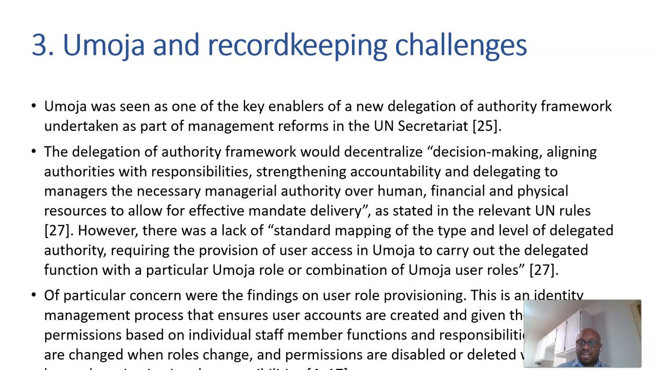Umoja was seen as a key enabler in terms of a new delegation of authority framework. This delegation of authority framework was put in place in order to decentralize decision making and align authorities with responsibilities. As we stated earlier, there are many entities, there are many locations geographically, and one needs to be able to empower the managers that are working with the necessary managerial authority around human resources, financial resources, and physical assets for them to do their work.